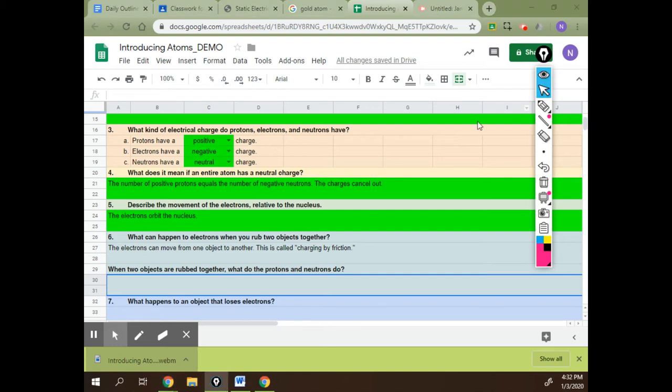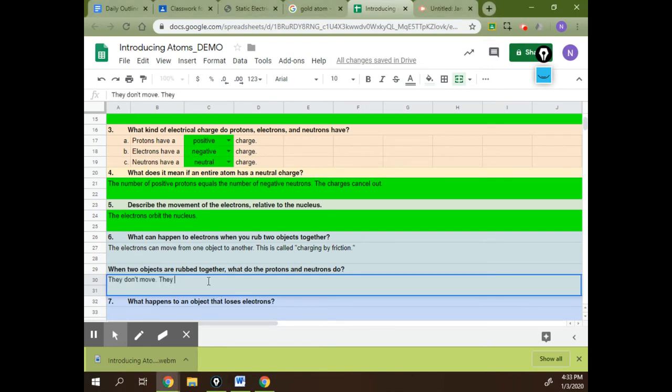The follow-up question to number 6: when two objects are rubbed together, aka charging by friction, what do the protons and neutrons do? Well, they don't move. They are stuck together in the nucleus.